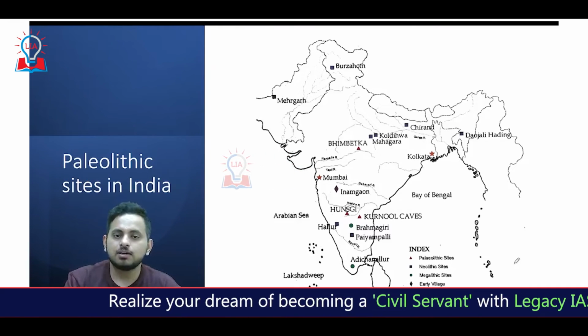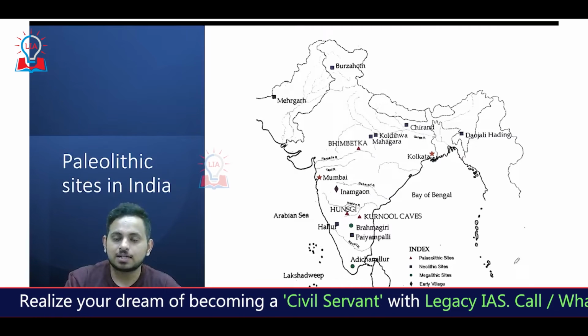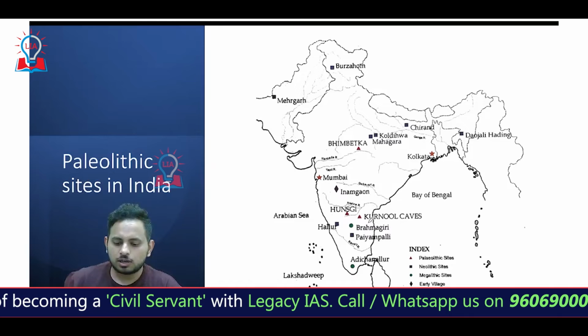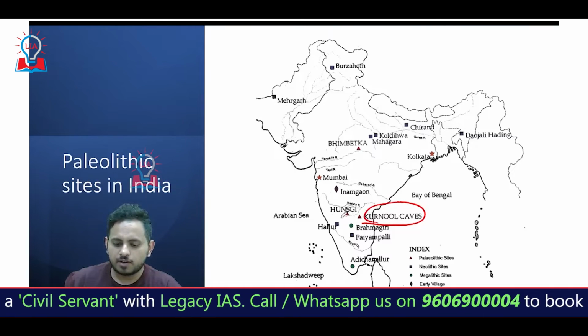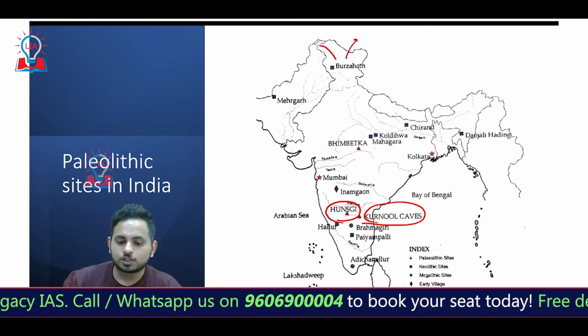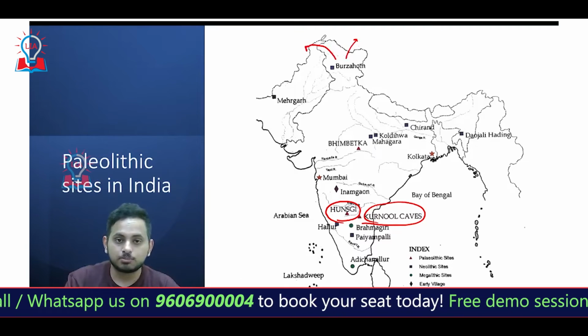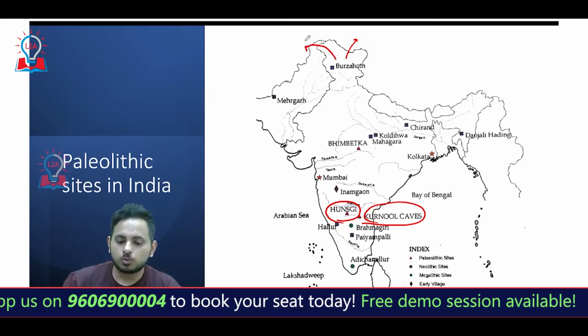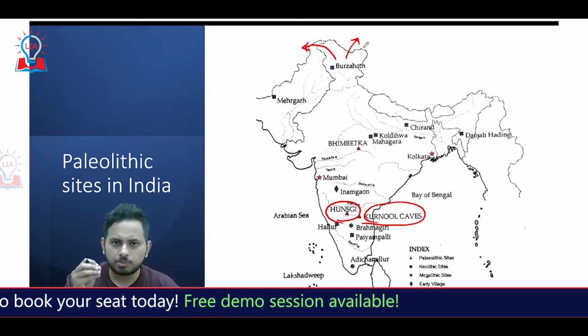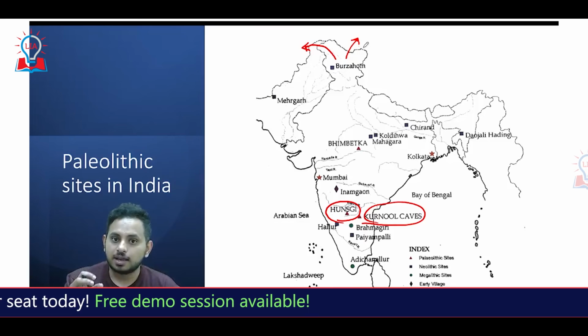So this is the map of sites that we have of the Paleolithic period in India, starting from a place called Kurnool Caves in Andhra Pradesh. We have a place called Hunsgi, and we have the Potwar Plateau. We have Son Valley. Okay, Son is an important river in Jammu Kashmir. We have Son Valley and the Potwar Plateau. Okay, so these are some of the very important Paleolithic sites that are there in India.